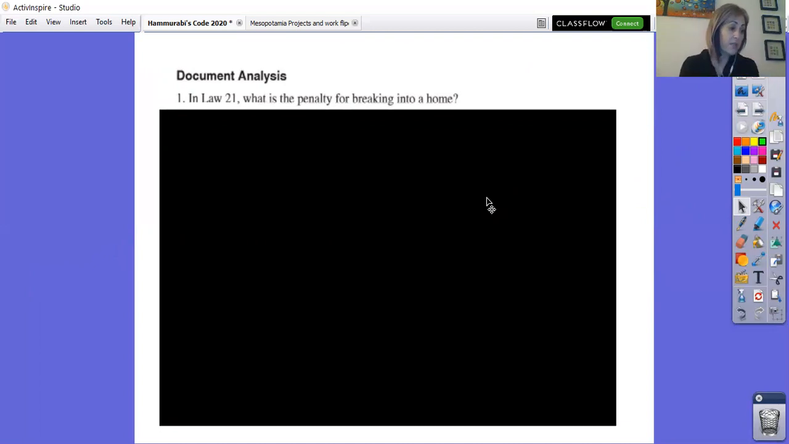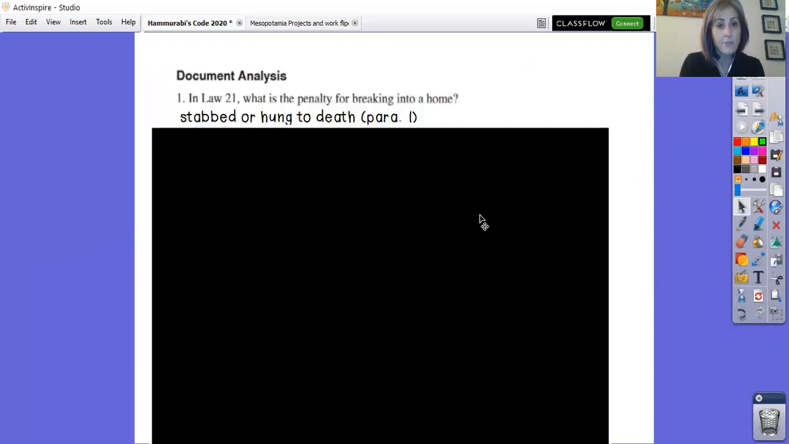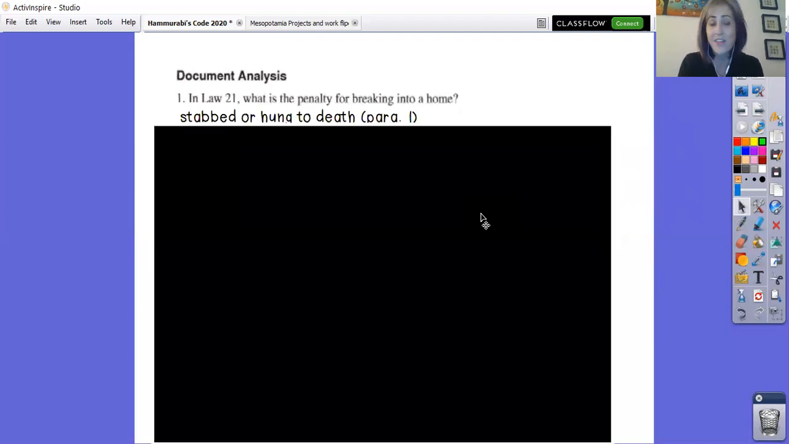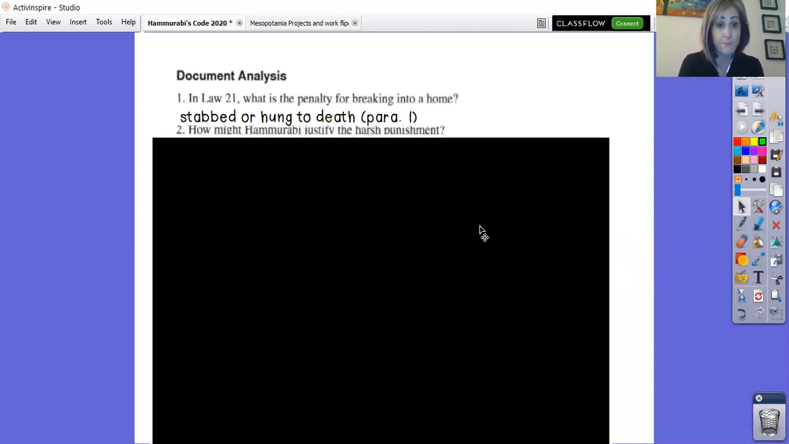So Law 21 states, if a man has broken through the wall, he shall be put to death by piercing or hanging. So according to paragraph 1, the penalty for breaking into a house is death, either by being stabbed or hung. Not so good, doesn't make you want to break into a house.